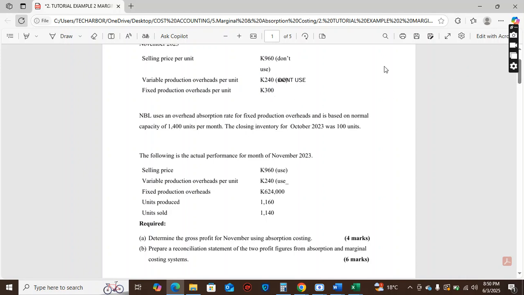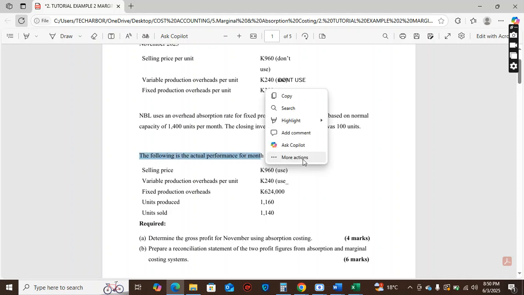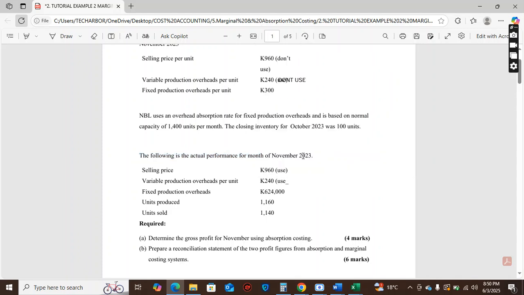Okay. Yes. So the trader's closing inventory for October 2023 was 100 units. The following is the actual performance of the month. Okay, we've been given the selling price 960. If this was a different figure as opposed to the one here, you use the one on the actual performance. If on actual performance it was 1000, and the information here says 960, use the 1000. Use the selling price for actual performance.